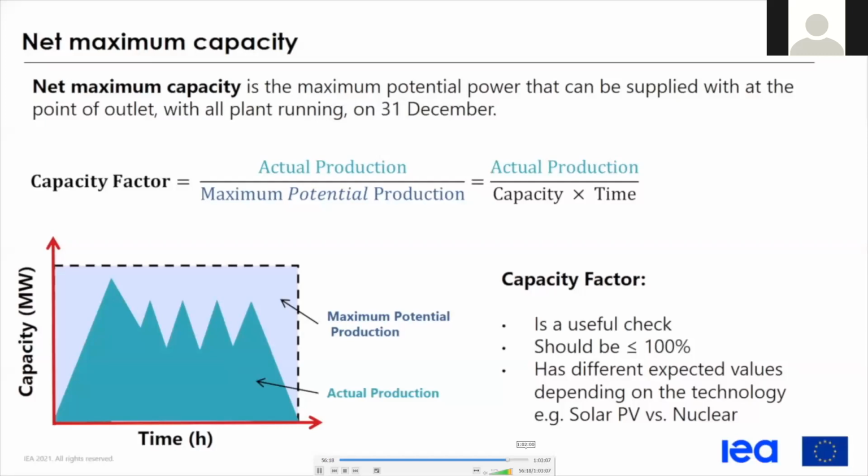And there are different expected values depending on the technology. For instance, nuclear plants are expensive to build and therefore are typically run as much as possible, whereas solar PV, which does not run at night and is both weather and location dependent, will have a lower capacity factor. So as statisticians, we can use both historical and expected capacity factors as a check in our data.